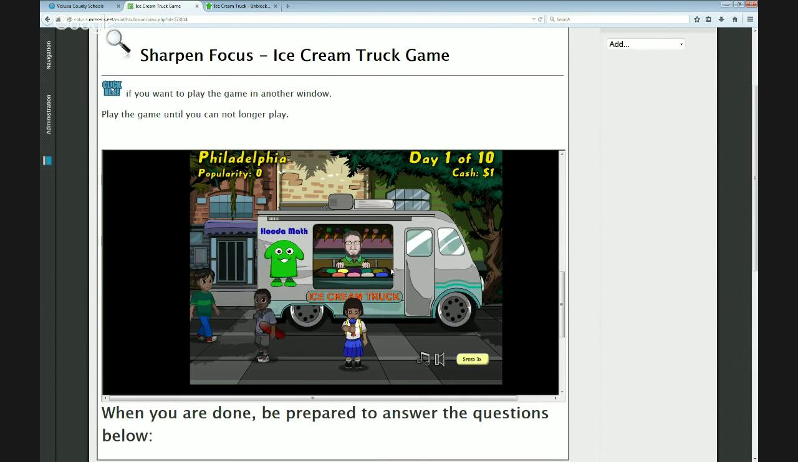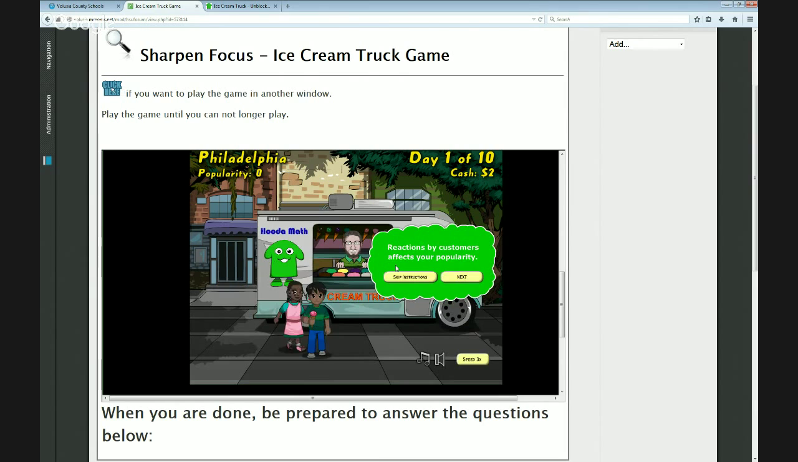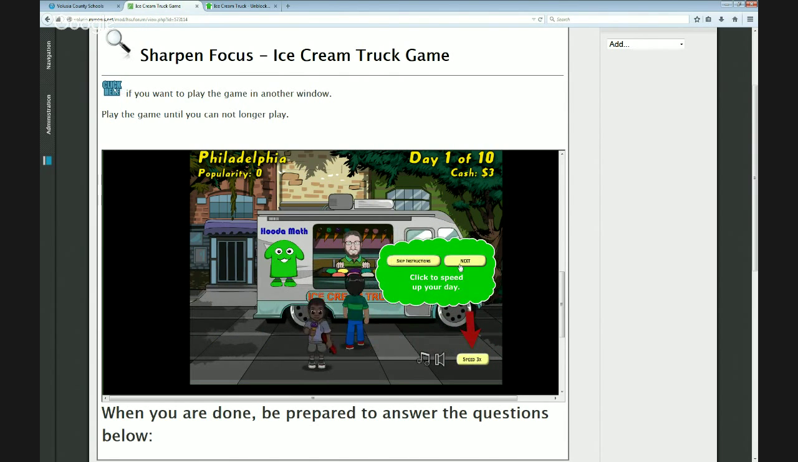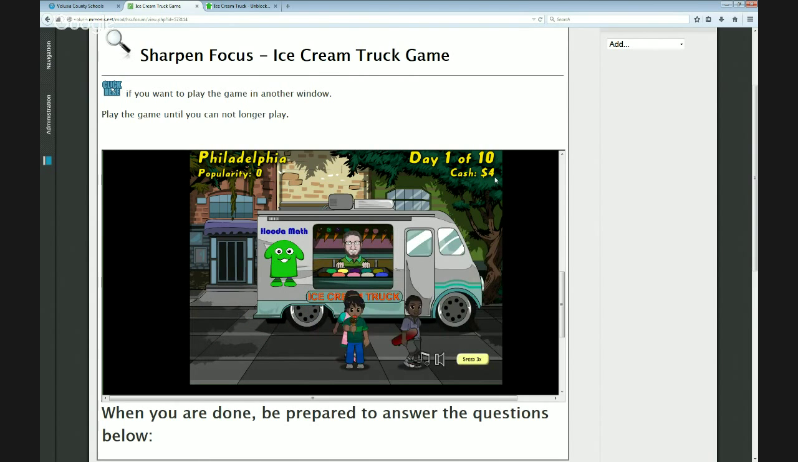And you see the customers coming up. Reactions by customers affect your popularity. Click the speed to speed up your day. Here's the money you're making. You're on day 1 of 10. You have 10 days to make $25. You do not want to run out, because you could have the possibility of having, let's say, 20 customers, but if you run out at 12 customers, then you lost all that money-making opportunity.